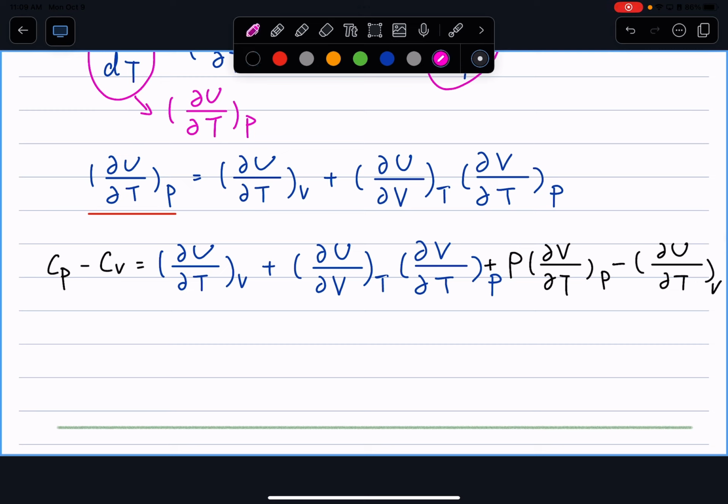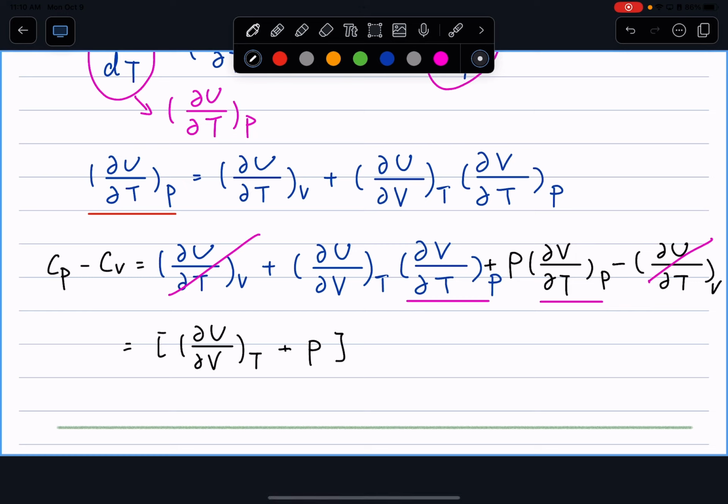And obviously we can cancel out some of the terms. These two terms are effectively the same, so what we end up having is this relationship. And these two are also the same, both the partial derivative of V over T. So we end up having the partial derivative of U over V at constant T plus pressure, times the partial derivative of V over T at constant pressure. And that's a relationship between our Cp and Cv, which are our two heat capacities.